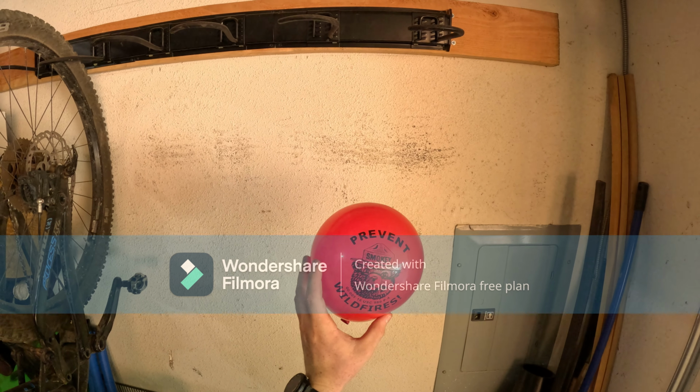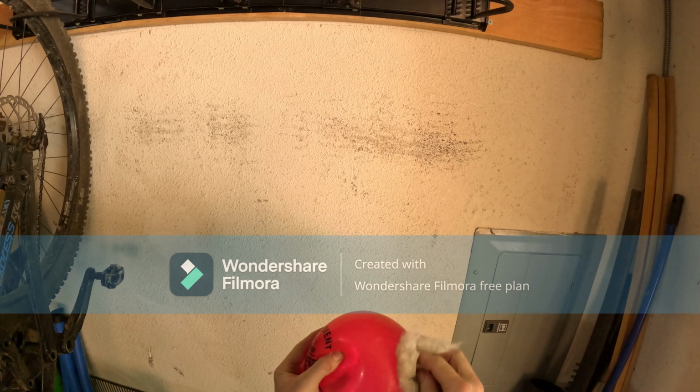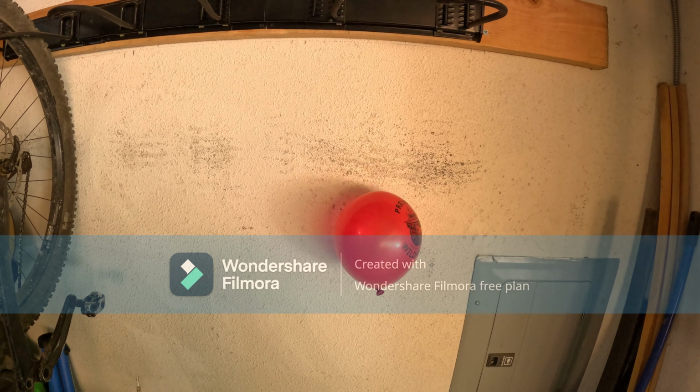Here I have a Smokey the Bear balloon. When placed against a neutral surface like this wall, it falls to the ground. Yet, after being rubbed with rabbit fur, the balloon sticks to the wall.